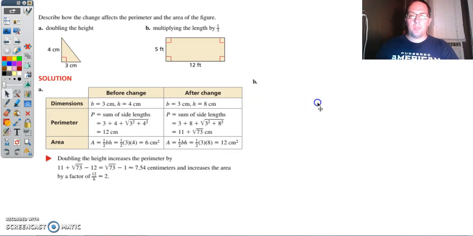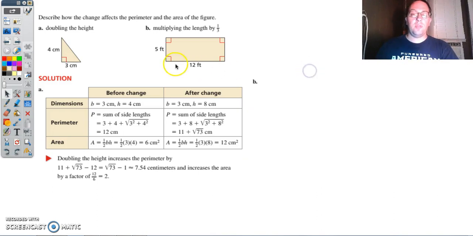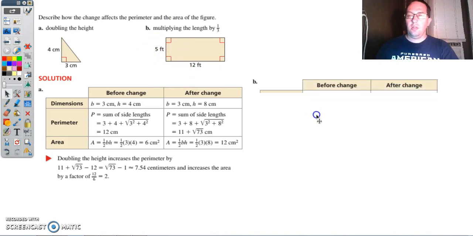B. This time we're going to multiply the length by 1/3. Remember, the length on a rectangle is the long side, not necessarily the one that's going down here. It could be going up there, but it's the longer side. The short side is the width, the long side is the length. So the length is 12, the width is 5. We're going to multiply the length by 1/3. So 1/3 of 12 is 4. Now it's 4 and 5.